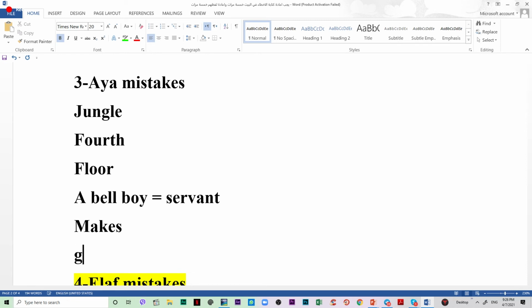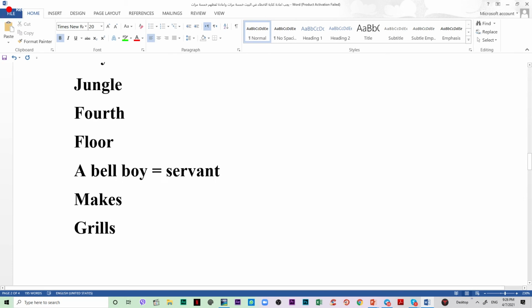Is grilling. Yes, my father. Meat okay. And yes, a grill, as we can say, grills. Meat and fish. That's all. Yes, thank you very much. You did well, Aya. That's great. Let's continue and see what we have here.